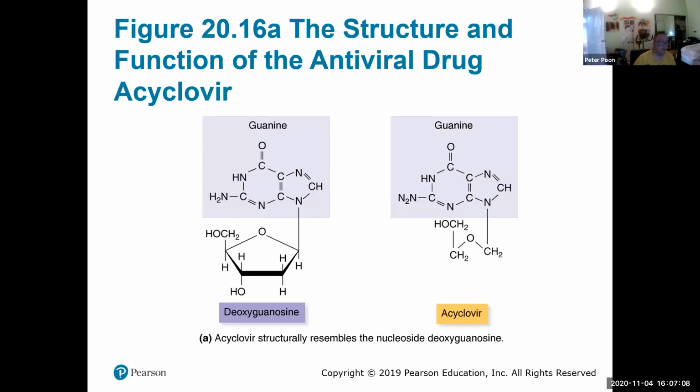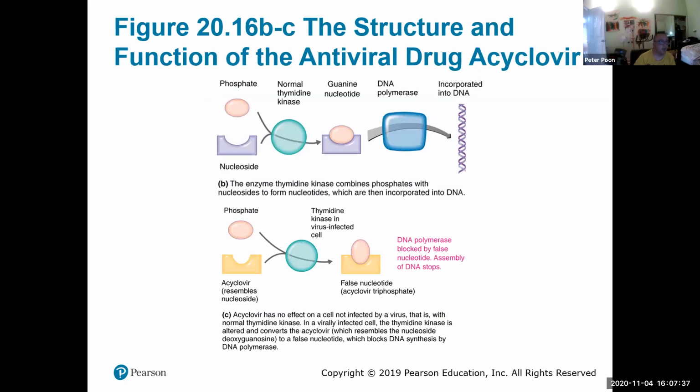So this is acyclovir. See how it looks like G, but this part is different. It will try to insert this into the genome, but it won't work because it's missing this part, and therefore it will just stop, and that would prevent anything else from happening. So you can see where it stops.